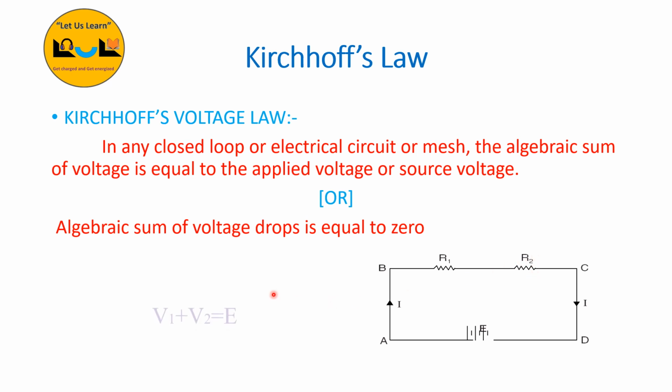According to the statement, in any closed loop or electric circuit or mesh, the algebraic sum of voltages is equal to the applied voltage or source voltage. So V1, the voltage across R1, and V2, the voltage across R2, together equal the applied voltage. So V1 plus V2 is equal to E. Or else, the algebraic sum of voltage drops is equal to 0. If I take E to this side, it becomes minus. So V1 plus V2 minus E is equal to 0. This is the statement of Kirchhoff's voltage law.